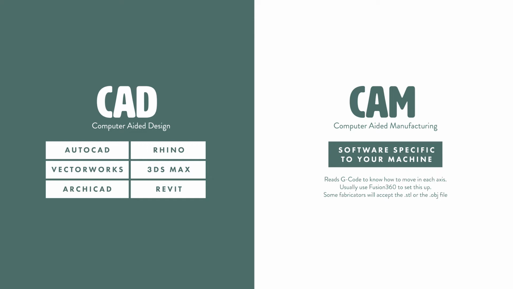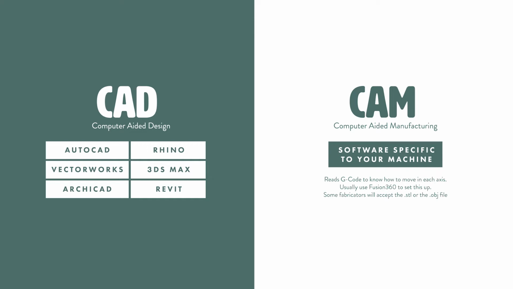Softwares like AutoCAD, Rhino, Vectorworks, 3ds Max, Revit, whatever you're using, this is your CAD software. The next part, and the crucial part for fabrication, is what's called CAM, and that's computer aided manufacturing. CAM is the software that speaks the language of your fabrication tool. So for example, when we're talking to a CNC mill, the CNC doesn't understand your Rhino model.